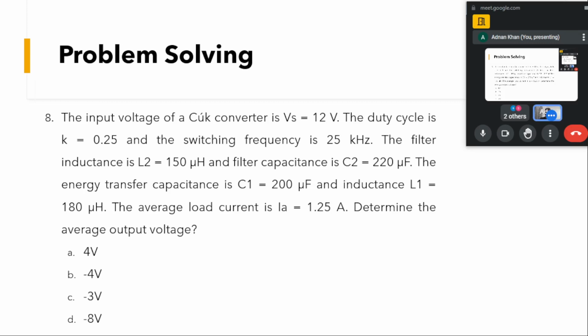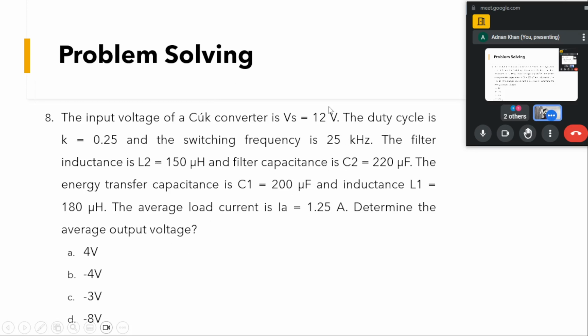As we know, we have two inductances and two capacitances for this Cuk converter. The filter L2, on the load side, is 150 microhenry, and the filter capacitor C2 is 220 microfarad. The energy transfer capacitance, on the front end side, C1 is 200 microfarad, and inductance L1 is 180 microhenry. The average load current is given as 1.25 amps. What we have to determine is the average output voltage.